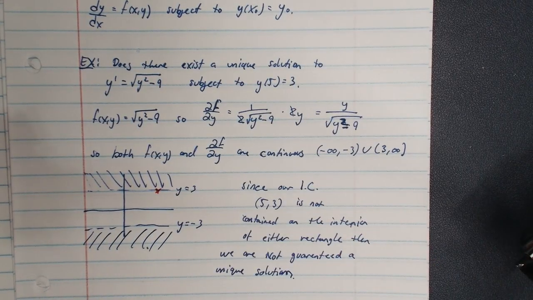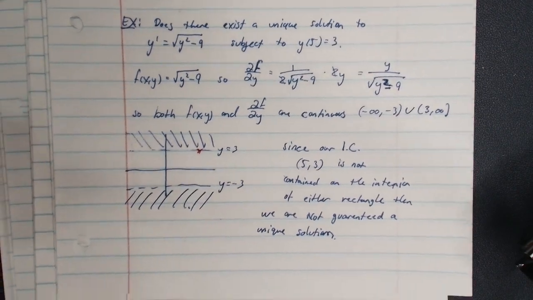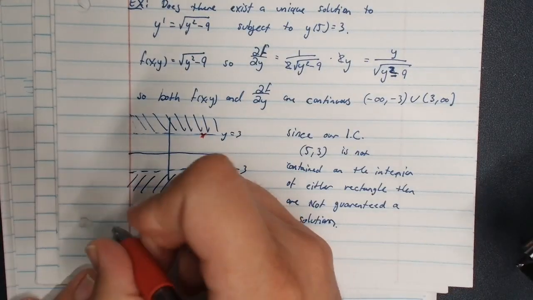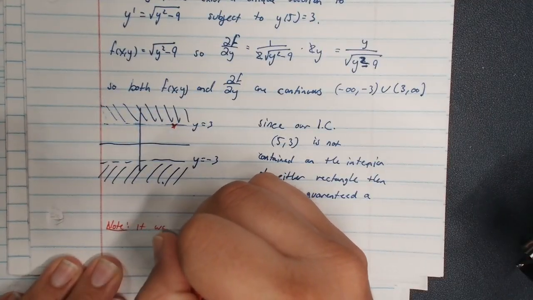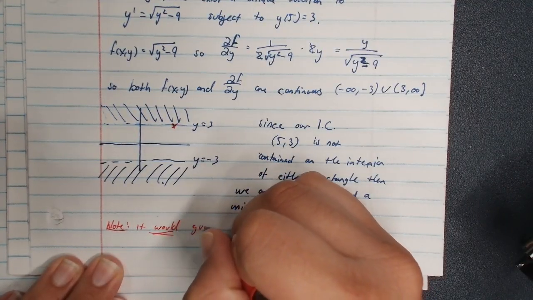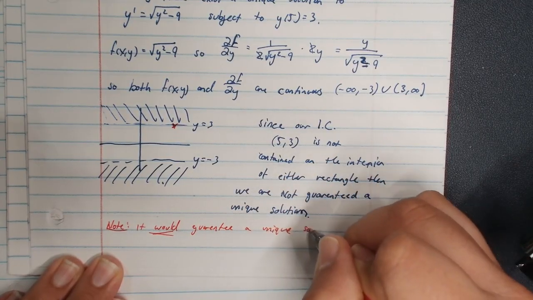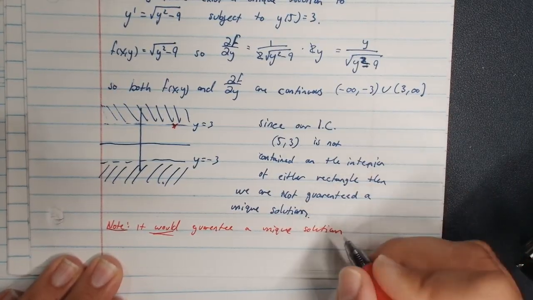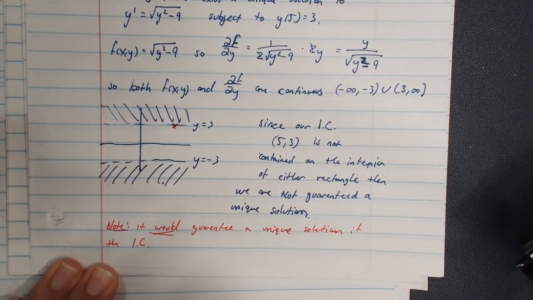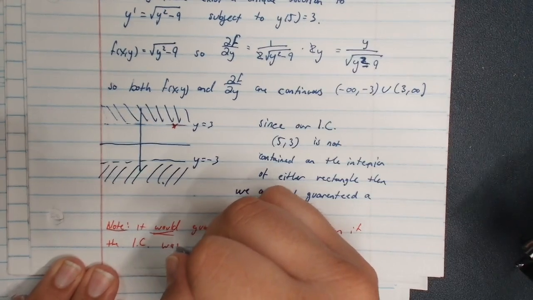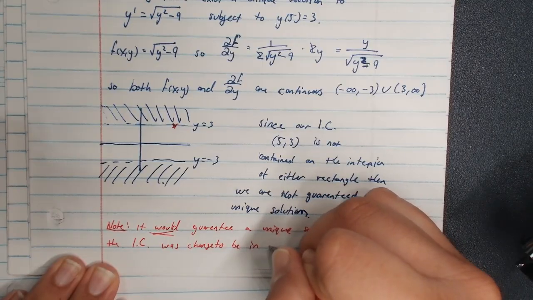Now, what would guarantee a unique solution is if the initial condition had been inside of either of those. It wouldn't really matter which one. So here, note, it would guarantee a unique solution if the initial condition was changed to be in either region.